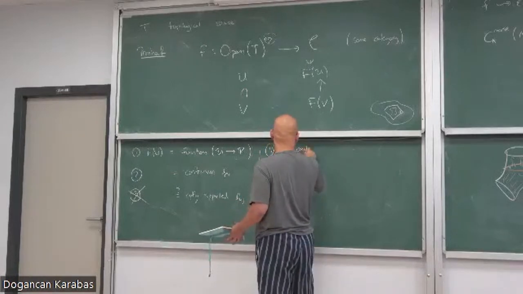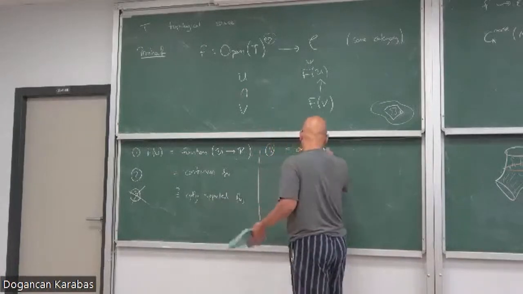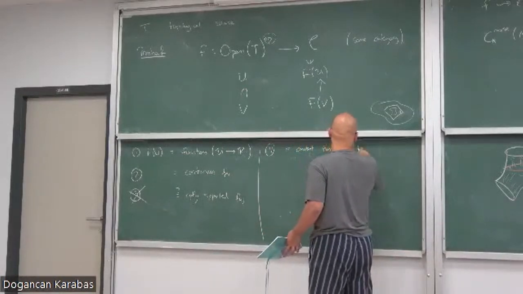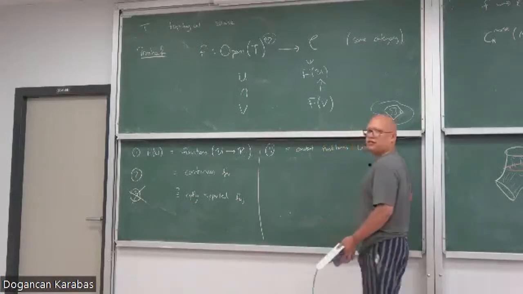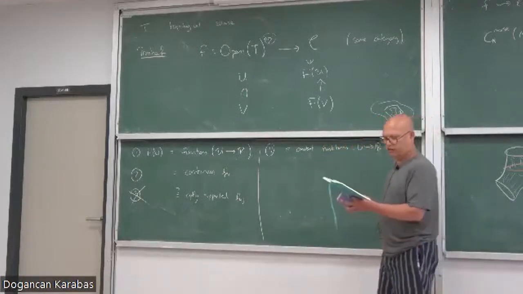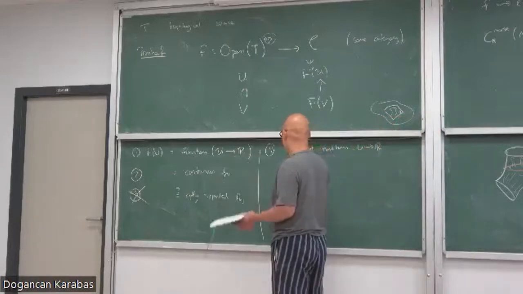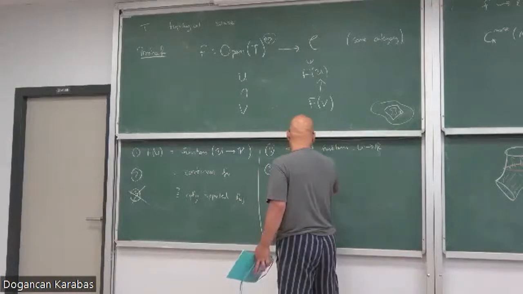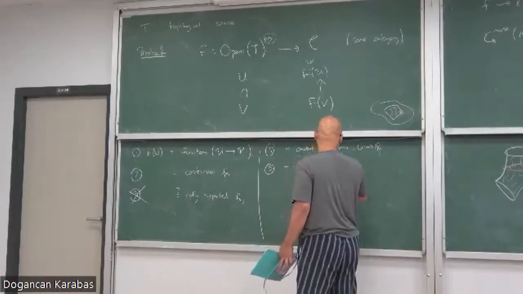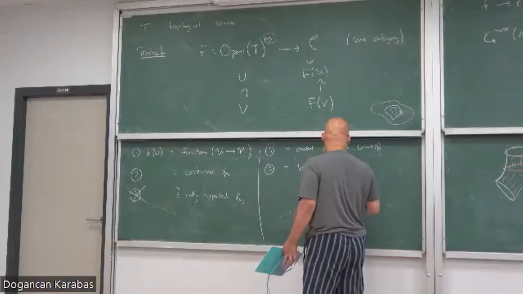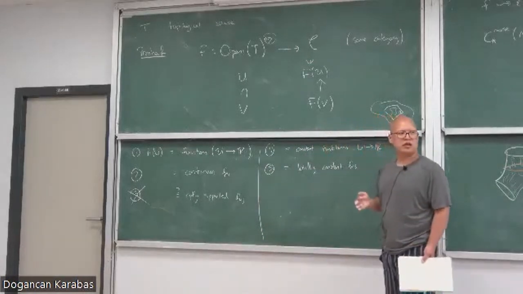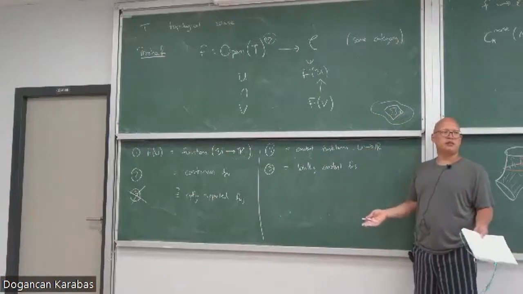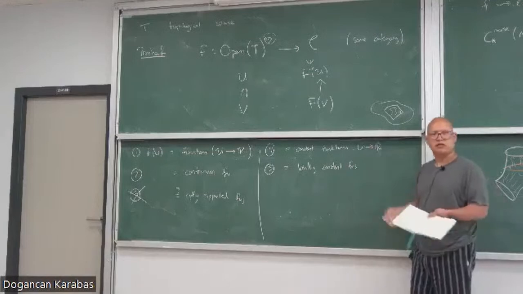I could take constant functions. I'll give you more interesting examples later on, but I want to give some first trivial examples. Constant functions, and not many constant functions, just somehow R of them. I could take locally constant functions. What's the difference between locally constant functions and constant functions? Well, if U is disconnected, then there's R many constant functions, but locally constant functions can be different on each component.